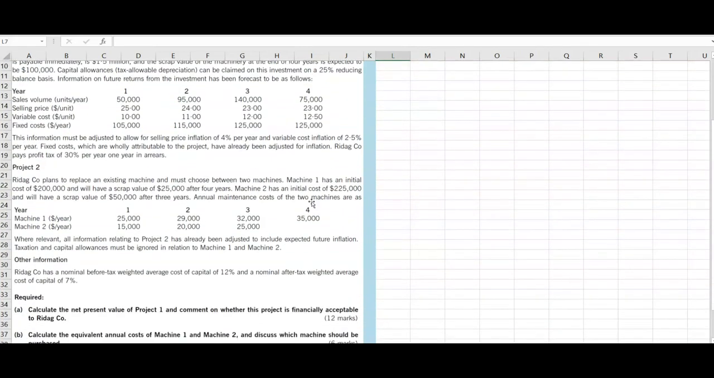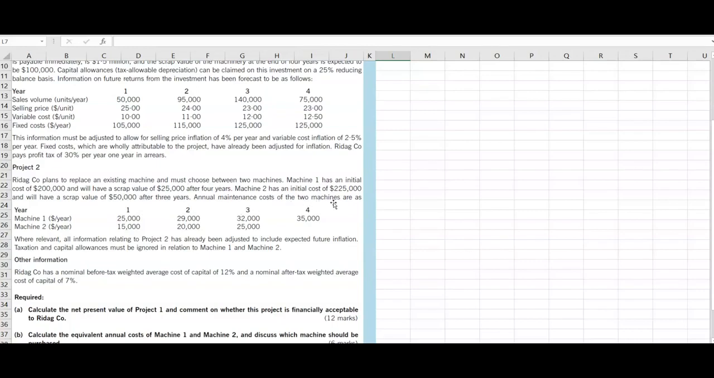Okay, so we'll read the question. Ridaco plans to replace an existing machine and must choose between two machines. Machine 1 has an initial cost of 22 lakhs and will have a scrap value of 25,000 after 4 years, or machine 2, which has an initial cost of 2,25,000 and will have a scrap value of 50,000 after 3 years. So it is a 4-year versus 3-year calculation.